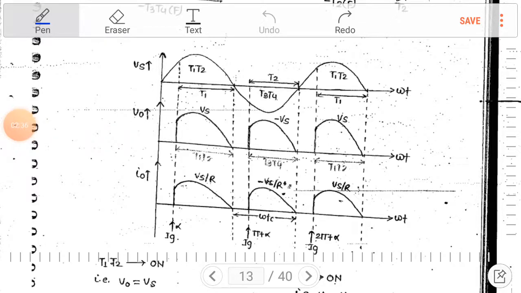In positive half cycle V output equals Vs, and in negative half cycle V output equals minus Vs. So when Vs is in the negative cycle, V output is minus of Vs, so it will come out as a positive cycle. So V output has the same polarity through the complete cycle, so we can say that it works as a DC output. From the AC input source we get the DC output because polarity is not changing in a complete cycle.